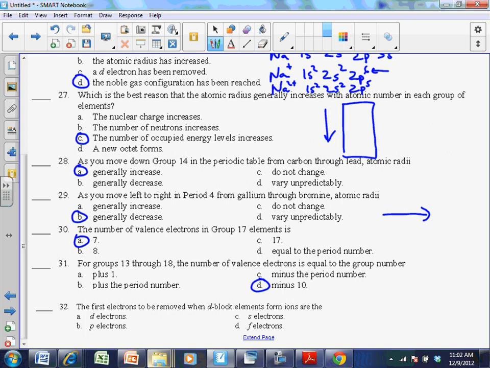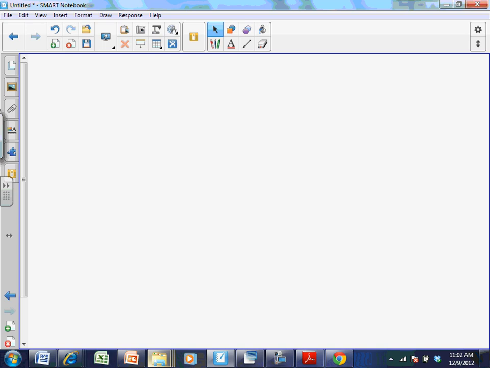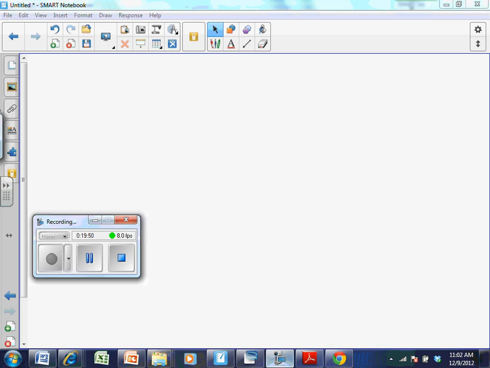The first electrons to be removed from d block elements to form ions are s electrons. Remember, so if we take manganese, for example, it's argon 4s2 3d5. If we make a manganese 2+ ion, it loses these 4s electrons first, because those are in the highest n, leaving argon 3d5. Okay, so you lose the s electrons first. Okay, and that is it. Hopefully that helps.